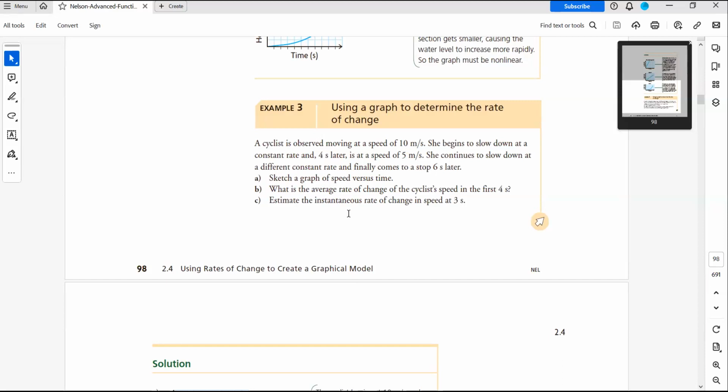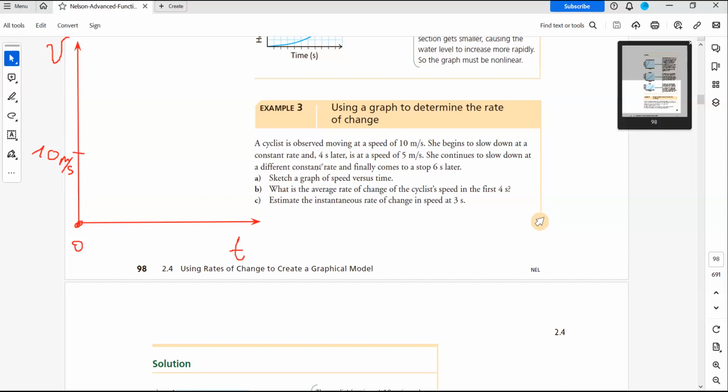So we have to sketch a graph of speed versus time. Let's start with that. So we have speed axis and time axis. This is time, this is for velocity, speed. The cyclist is observed moving at a speed of 10 meters per second. So at the moment of time 0, her speed was 10 meters per second.